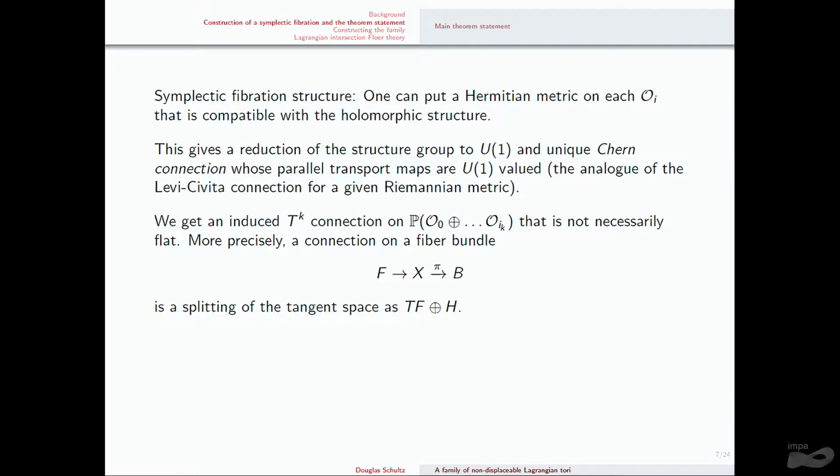More precisely, when I say connection on the fiber bundle, I just mean a splitting of the tangent space of the total space. F is the fiber, X is the total space, and B is the base. TF is well defined as the kernel of the derivative of the projection. The splitting is picking the horizontal distribution H, and that prescribes parallel transport along curves in the base.